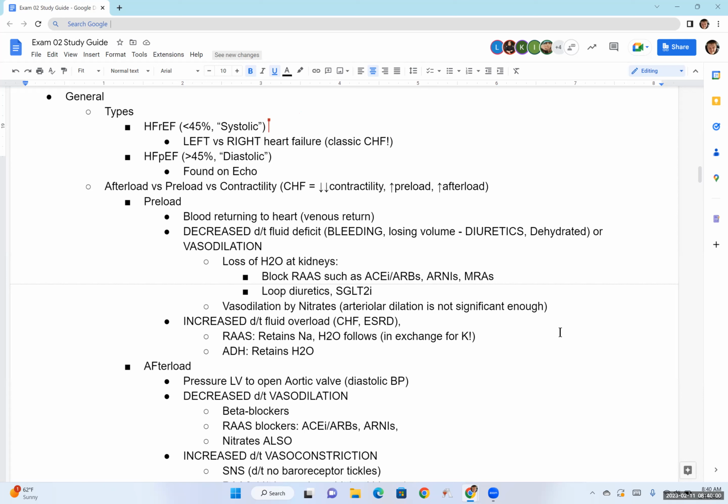So is it safe to say that this would be the equivalent of left-sided heart failure? No, it's both. It's when your ventricles are unable to put blood forward, it backs up, whether it be left or right. Gotcha.